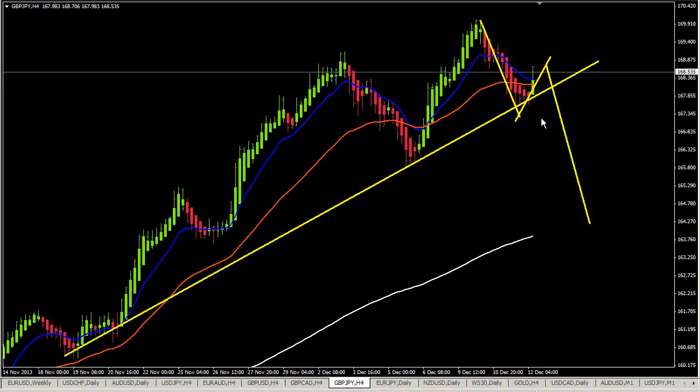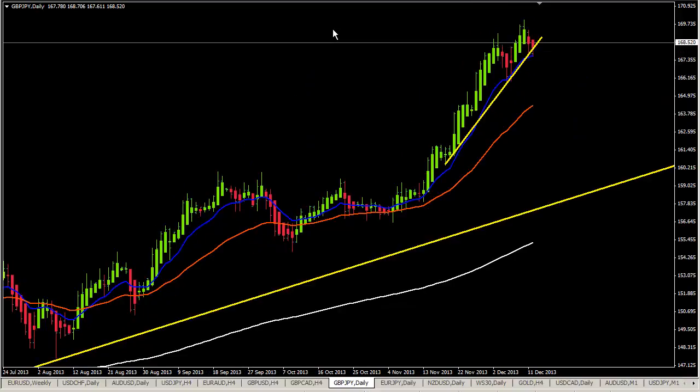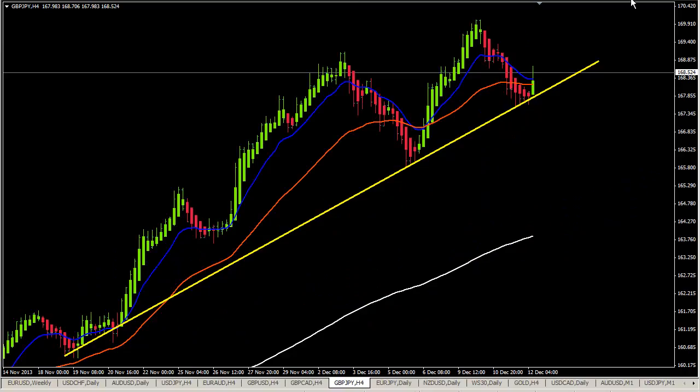GBP JPY still bouncing on support, so there's nothing to hedge yet. It's still very, very strong. Price bounced on support, and we want to make sure, let me check on the daily chart. We want to make sure that it really breaks support. Otherwise, it's just long. There's nothing short yet.